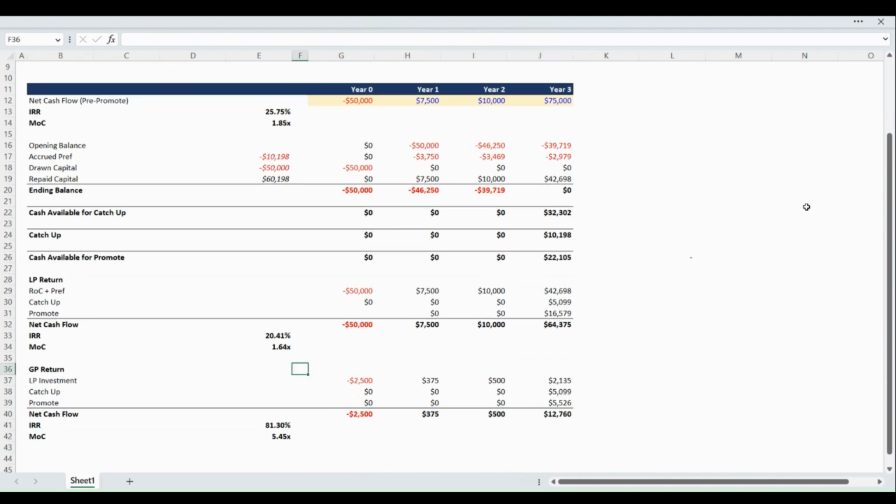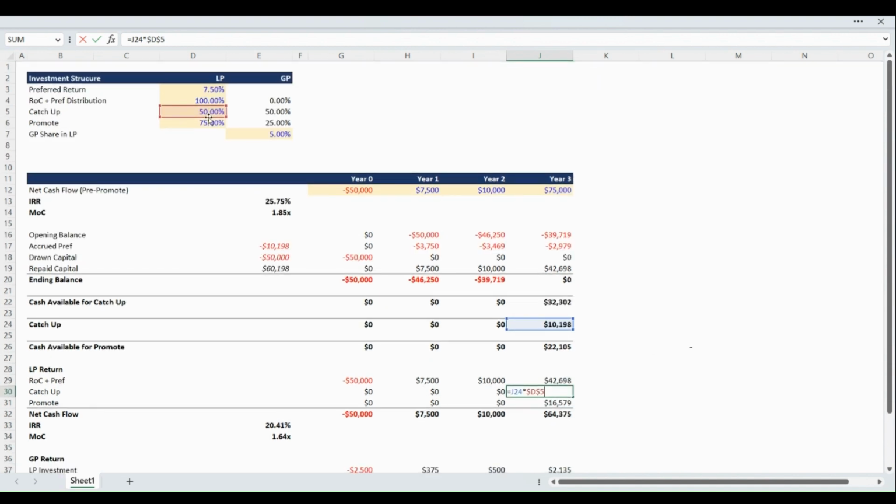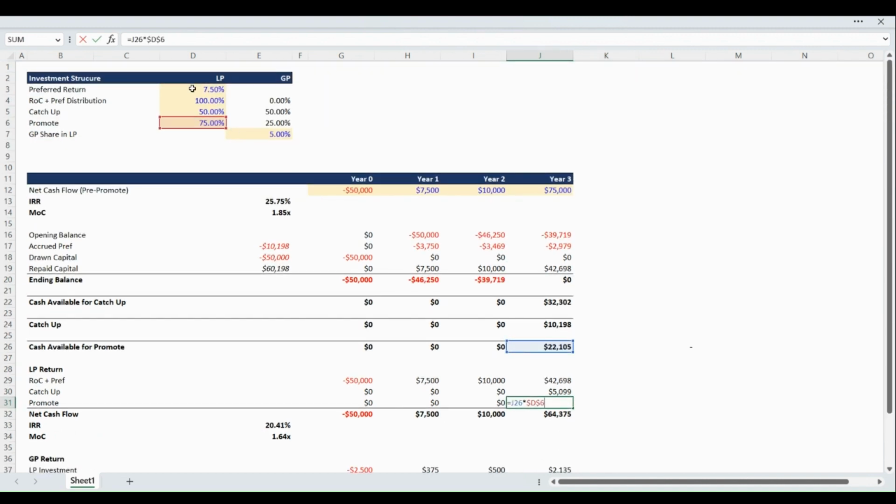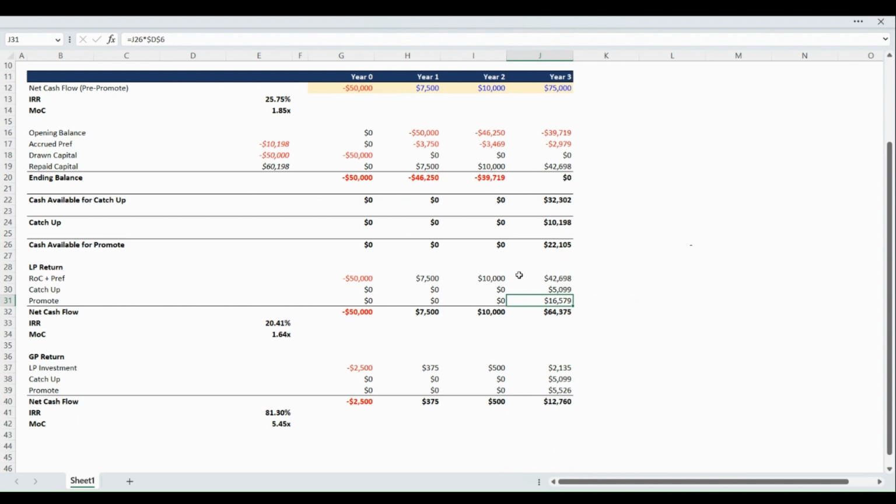The limited partner return schedule contains 3 line items. The first line item is for the return of invested capital and preferred return, which we calculated in the first schedule. The second line item is for the limited partner's share of the catch-up tier, which in this case study example is equal to a 50% share of the distribution. This means that the limited partners are receiving 50% of the cash flow from the catch-up tier. The final tier is equal to the promote tier, which is equal to 75% of cash available for promote payment.